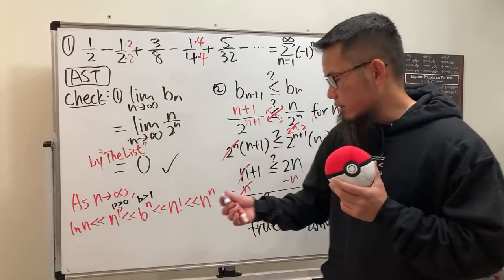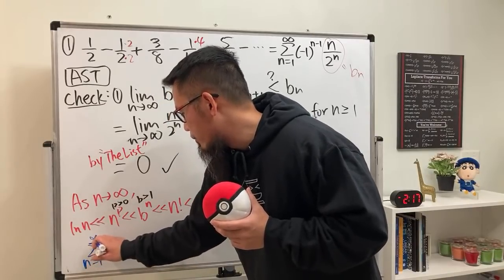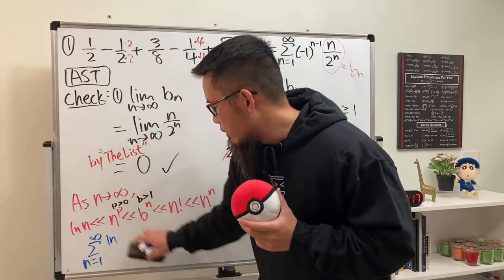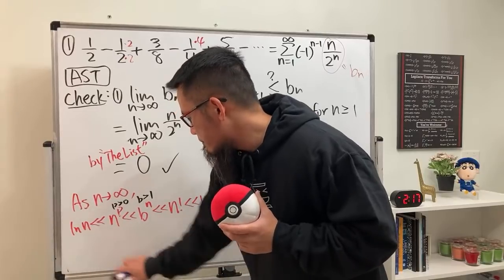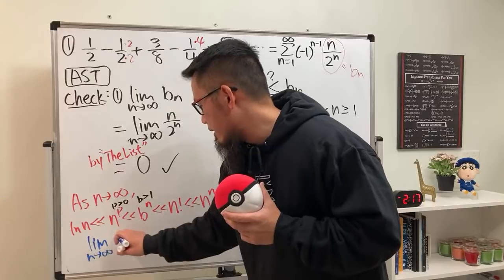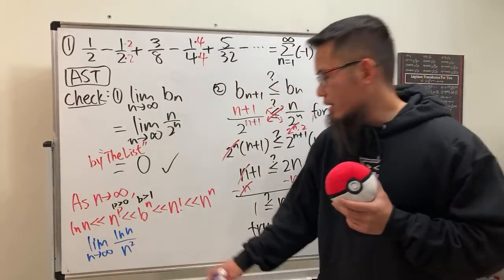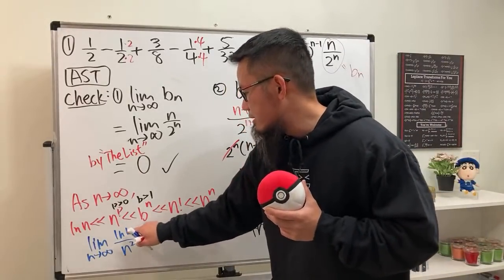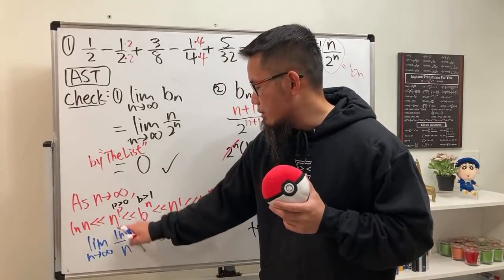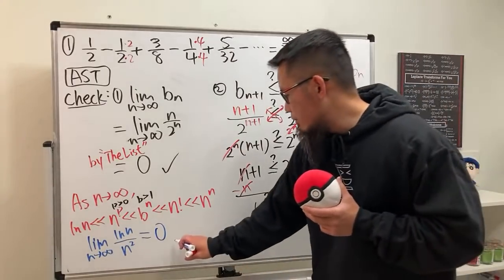And I can give you guys another example, which is going to be really nice. Sorry, this is about limits. If you have the limit as n goes to infinity of ln n over, let's say, n squared, guess what? This right here is equal to 0 because this is smaller than n to the second power.